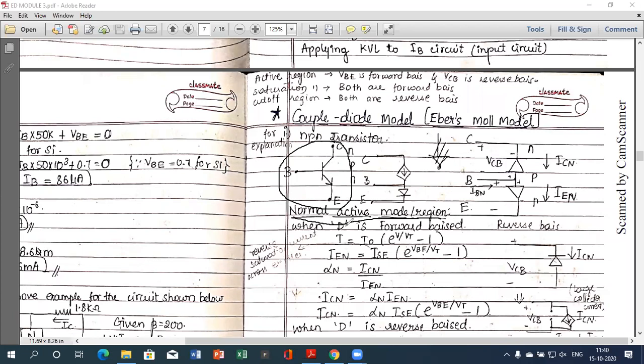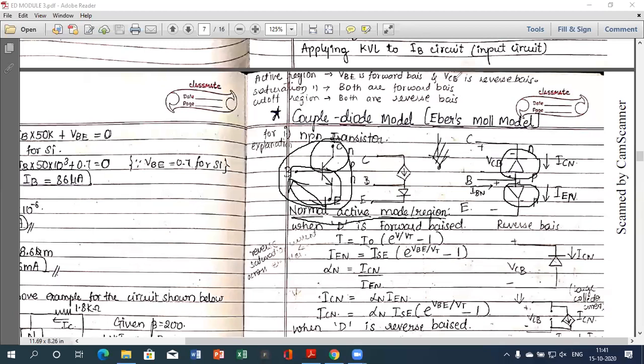If this transistor operates in the normal active mode region, then the base to emitter junction is forward biased. Therefore, this part of the transistor is replaced by a forward biased diode, which is shown here. Similarly, in normal active mode, the collector to base part of the transistor is reverse biased, so that is replaced by another diode in reverse bias condition.